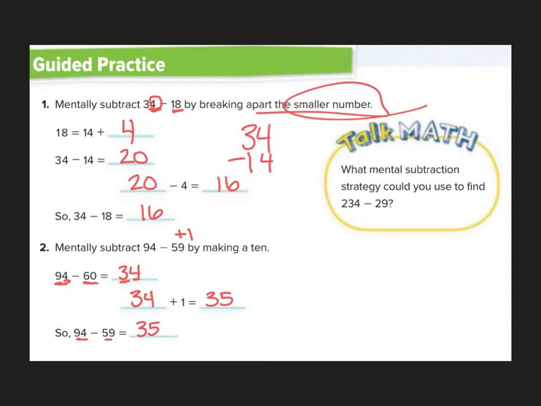Okay. Here it says, what mental subtraction strategy could you use to find 234 minus 29? I would make a 10 and do 234 minus 30. That would get 204. And I took away too many, so I need to add one back in to get 205. Okay, I do want to do a couple extra practice problems here, just so you have more to listen to, okay?